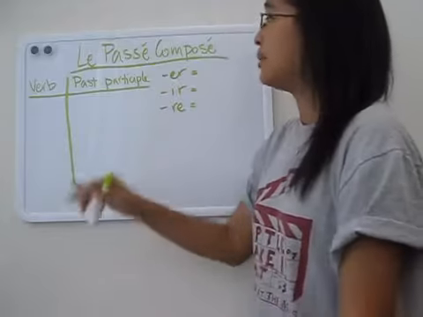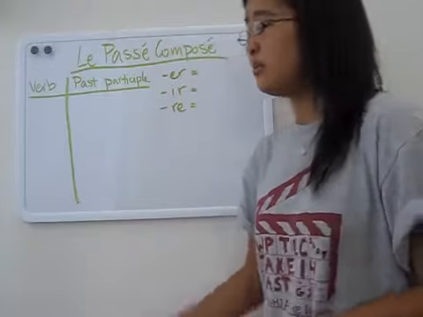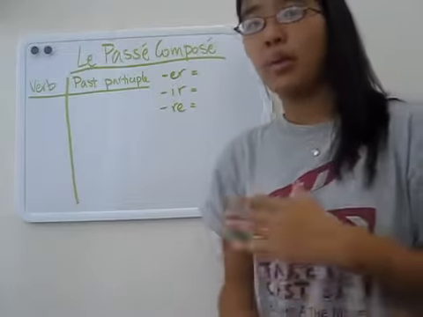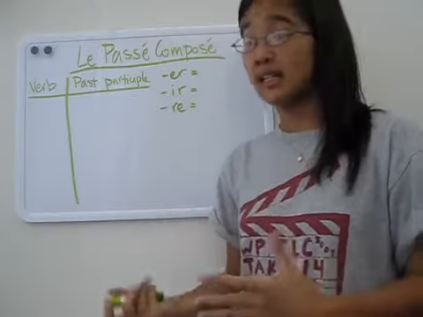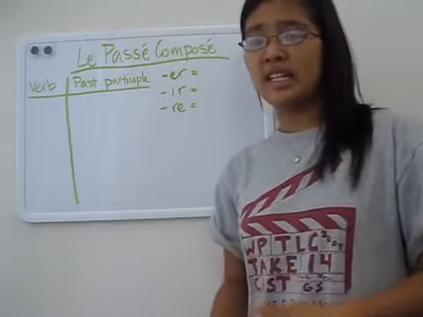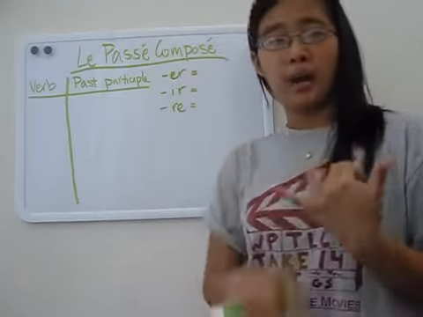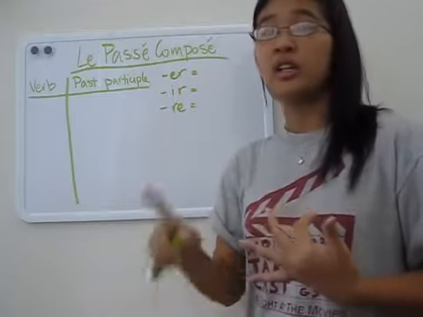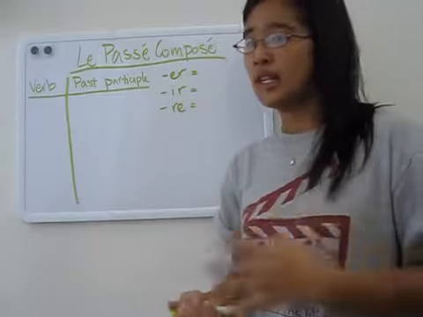Guys, so I'll be talking about the passé composé today. In English, it translates to the compound past, and pretty much what it roughly translates to is verbs ending in -ed, so the past tense. For example, I walked, he watched, what else is there? He taped, for example.